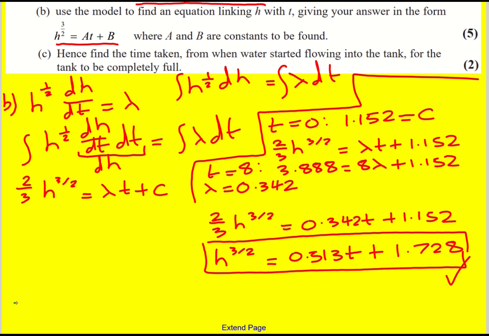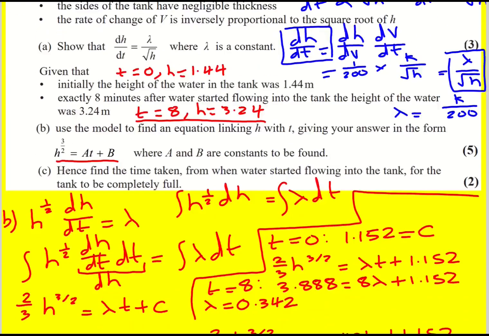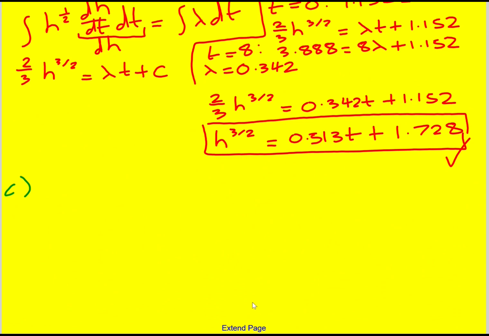Then finally, hence find the time taken from when the water started flowing into the tank, that was when t is 0, for the tank to be completely full. Now, let's just take a look at that tank again. The height of the tank was 5. So that's what I need to set h equal to, and then I'm going to solve for t. So 5 to the 3 over 2, and we can work that out on our calculator, minus the 1.728, divide by 0.513. And we end up with t.